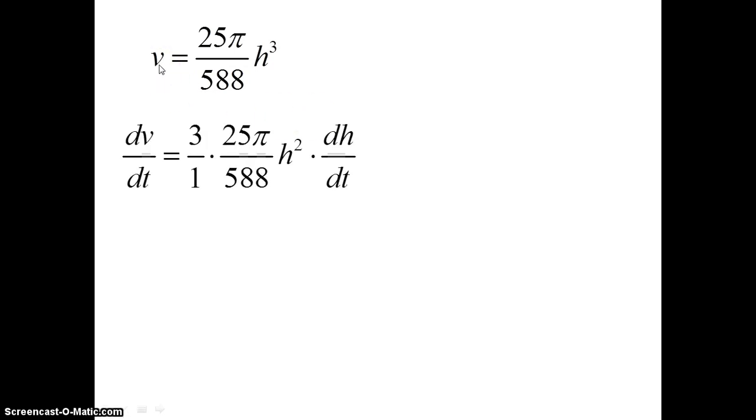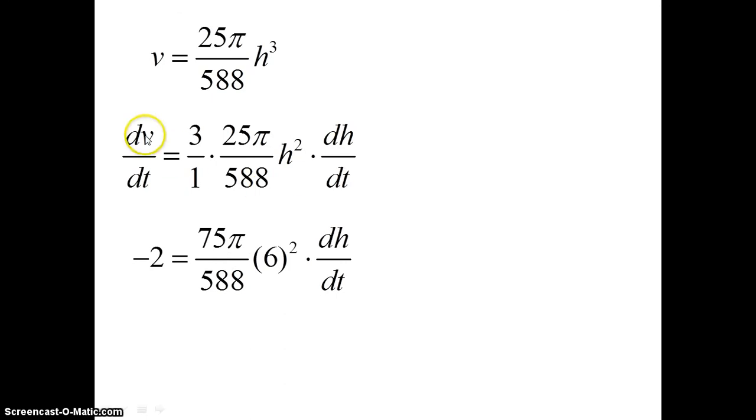When I derive volume with respect to time, I get dV/dt. Basic power rule, power 3 moves to the front. 3, or 3 over 1, gets multiplied by our coefficient, 25 pi over 588. And then your power of h cubed reduces by 1 to h squared. And then you have to multiply by your dH/dt.